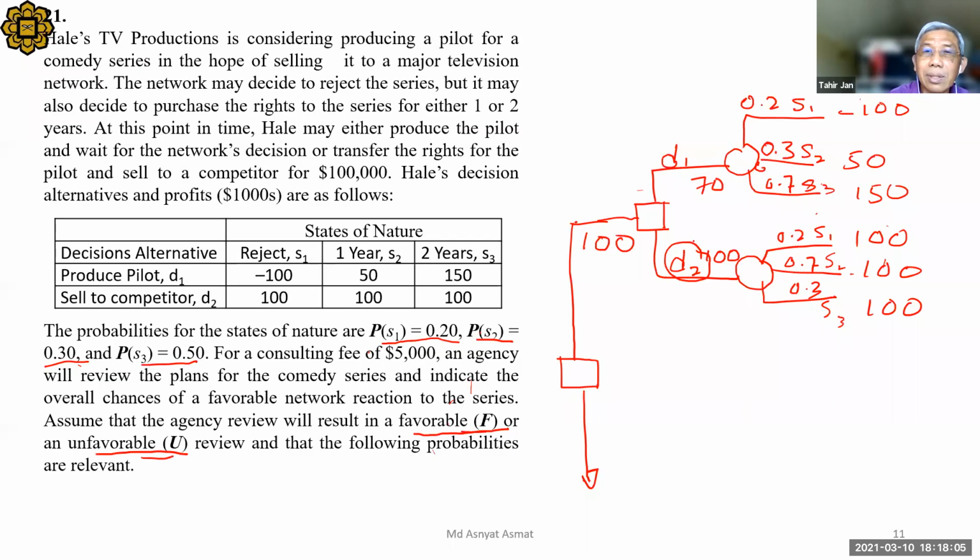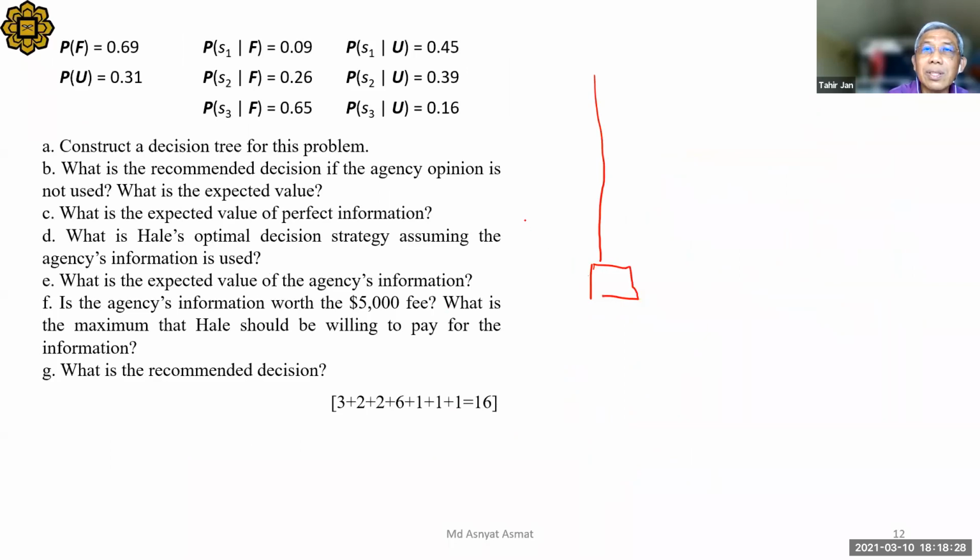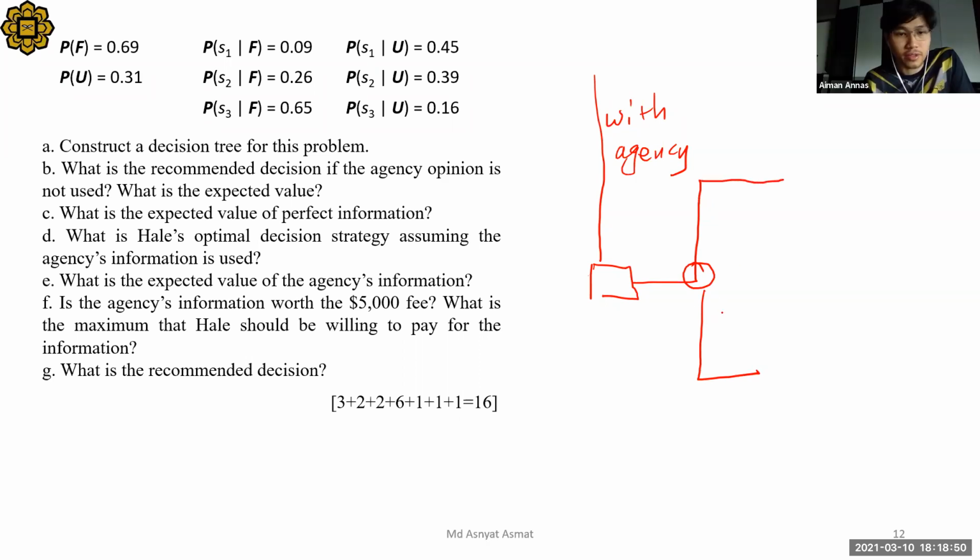From here, this one is without agency. Now down here is with agency. Okay, we continue here with agency. So what happened? You are exposed to two situations. What are the situations? Favorable and unfavorable. We do the same from here.